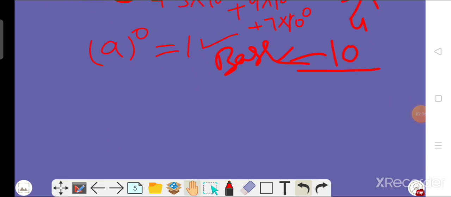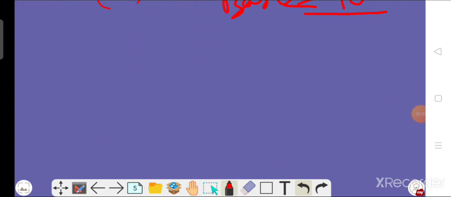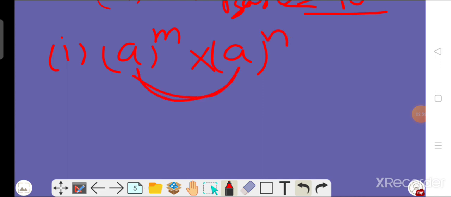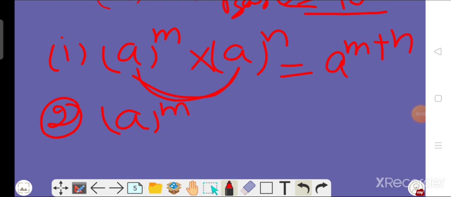Now some properties of the exponential term. The first one is, if we have two exponential terms like a raised to the power m multiplied by a raised to the power n, if the base is same then power will be added. This is equal to a raised to the power m plus n in case of multiplication. If we have same base but we have division, then what will come? A raised to the power m minus n.